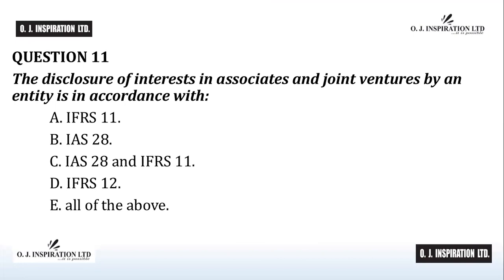IFRS 12, titled Disclosure of Interest in Other Entities, deals with disclosure of interest in associates, joint arrangements, subsidiaries, and non-consolidated structured entities. IAS 28, titled Investments in Associates and Joint Ventures, and IFRS 11, titled Joint Arrangements, do not have disclosure provisions. Disclosure of information on these are documented centrally in IFRS 12. D is the answer to question number 11.